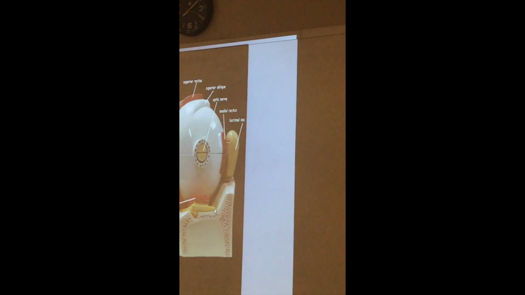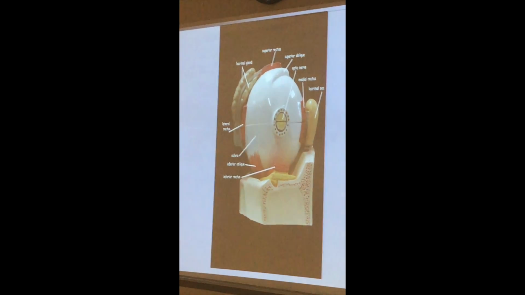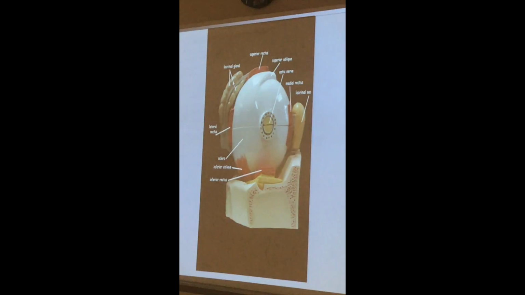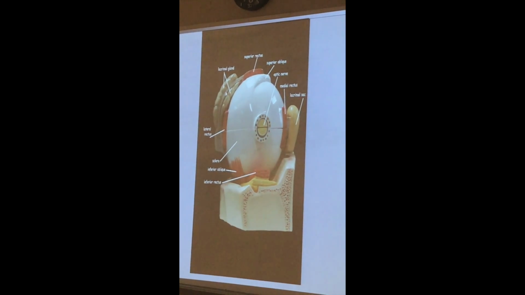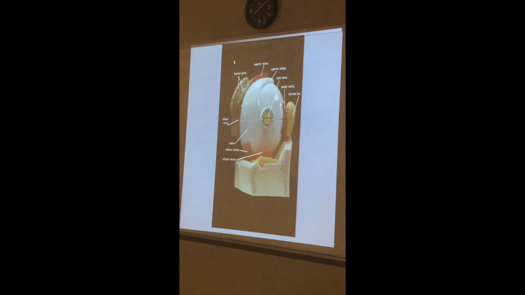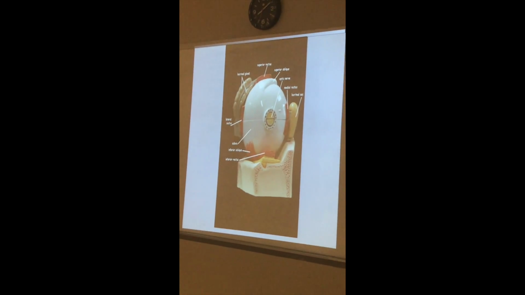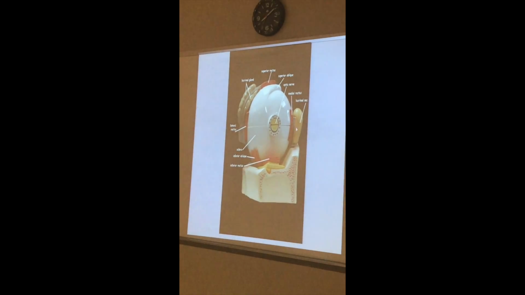Now let's look from behind. This is still the left eye. Whenever you see the lacrimal gland, that's where the tears come from, the upper outer, upper lateral part, and the tears go across and go inferomedially.